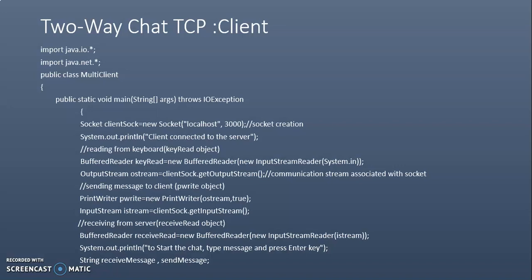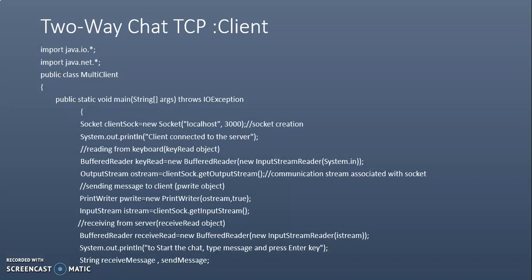And now we have the iStream again. What we have done with the iStream is we have the data which you have read into. So we are associating this with the buffered reader. Buffered reader instance receive read is equal to new buffered reader, new input stream reader iStream. Okay. So we can receive some data through that.